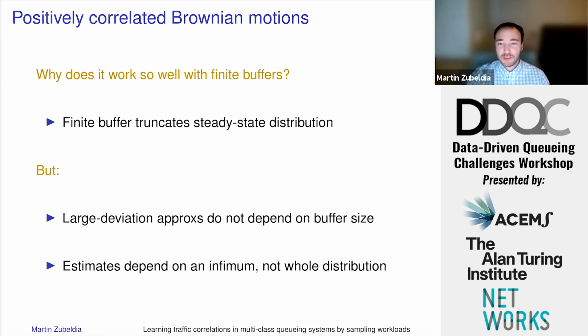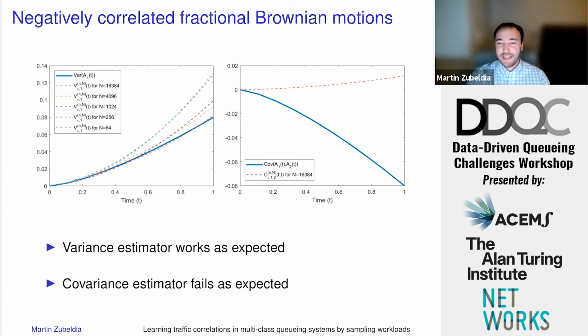So this was for the case where everything works out, right? But we showed that in some cases, it's impossible to recover directly, at least, the covariances. For example, this is the case with negatively correlated fractional Brownian motions. And we see that the variance, our first estimator, indeed always works, as expected, providing you have enough samples.